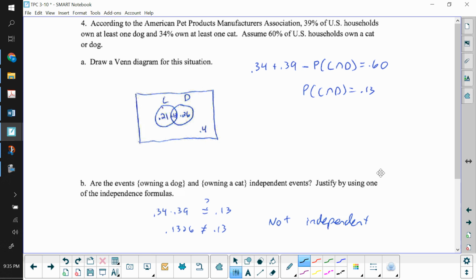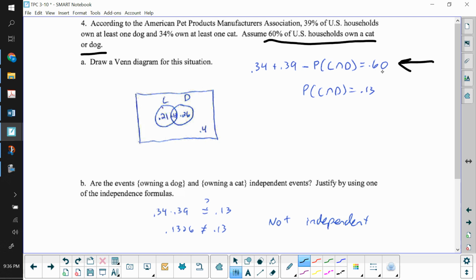Going over to 4, we need to do the Venn diagram, and you always want to start with the middle in the Venn diagram. If you don't know the middle, there should be enough information to figure it out. And here, they gave us the dogs is 39, the cats is 34, and 60% own a dog or a cat. So when we see dog or cat, we immediately want to go to that OR formula.